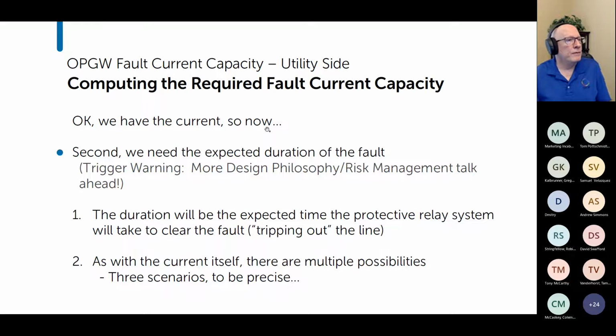So we've talked about the current. Let's move on and talk about the duration of the fault. And I'm warning you here that you're going to get more of this design philosophy as we continue on. So the duration is going to be the expected time the protective relay system will take to clear the fault. So how long will it take to trip out the line? And as with the current, we have multiple possibilities. For the duration, we're going to talk about 3.